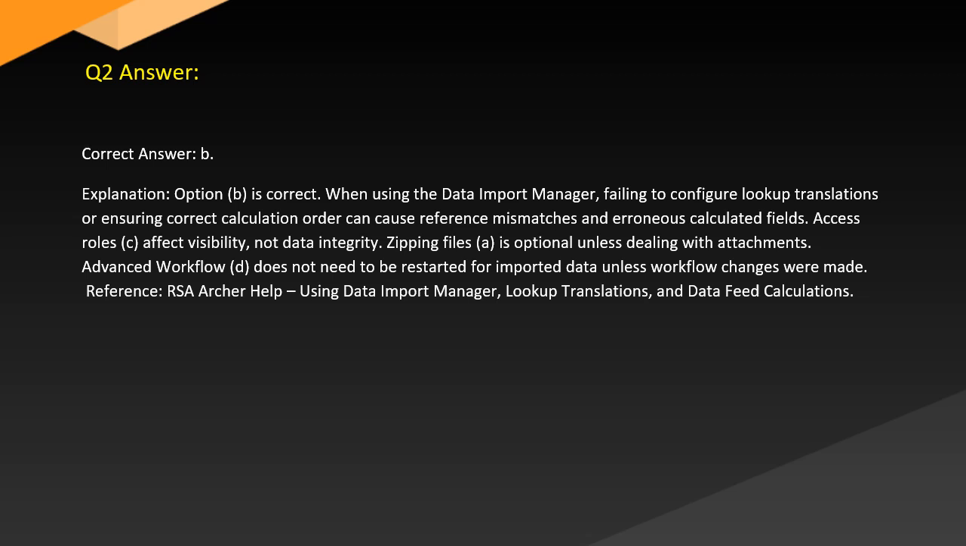Explanation. Option B is correct. When using the data import manager, failing to configure lookup translations or ensuring correct calculation order can cause reference mismatches and erroneous calculated fields. Access roles, C, affect visibility, not data integrity. Zipping files, A, is optional unless dealing with attachments. Advanced workflow, D, does not need to be restarted for imported data unless workflow changes were made. Reference: RSA Archer help, using data import manager, lookup translations, and data feed calculations.